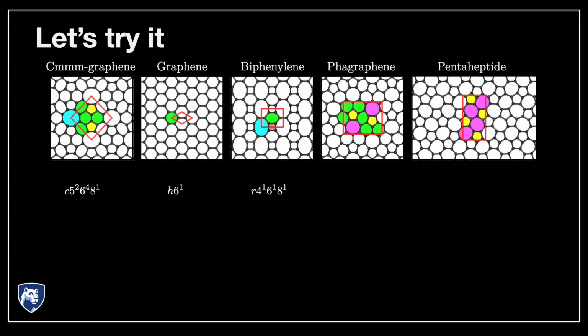Biphenylene is going to be, this is a rectangular cell. We have a square, a hexagon, and an octagon, so 4 1, 6 1, 8 1. Fagraphene, which is a little bit bigger, has 2 pentagons. It's a rectangular system. It has 2 pentagons, 6 hexagons, and 2 heptagons. And this is what we have. And finally, pentaheptite has 4 pentagons and 4 heptagons, and it's also a rectangular system. So it's like this. So these names seem to make sense, and in fact, they are pretty systematic.